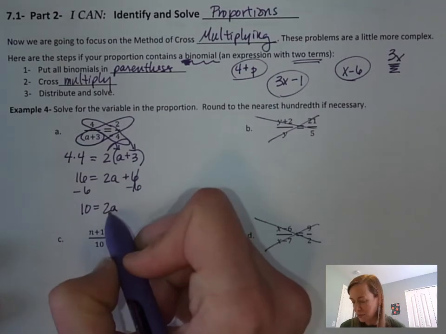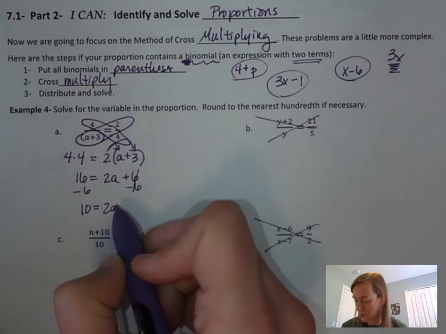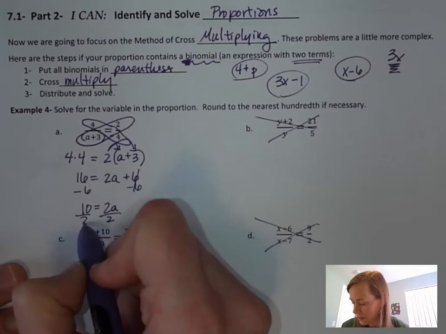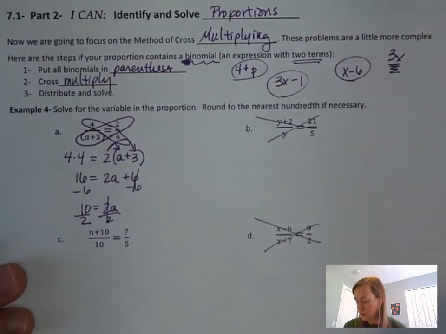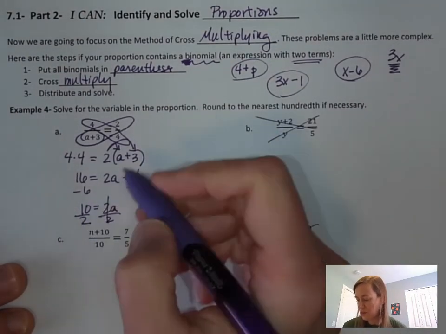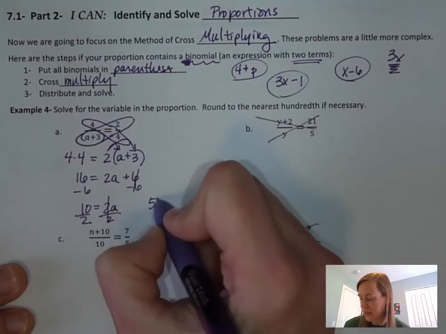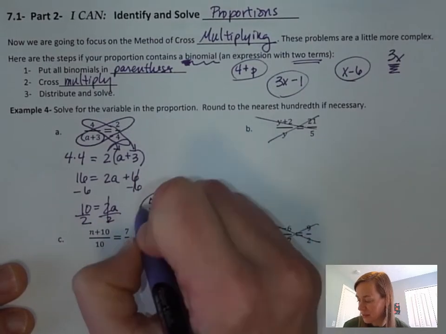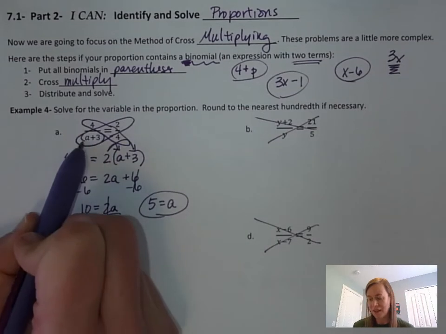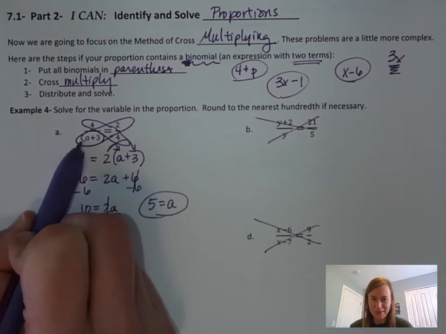Now, how do we get rid of the 2? Right now it's multiplying. We want to do the opposite, which is dividing. So divide by 2 on both sides. The 2 will go away there, and 10 divided by 2 gives us 5. So 5 equals a. And we had just solved this kind of crazy looking proportion. So that's how we do it.